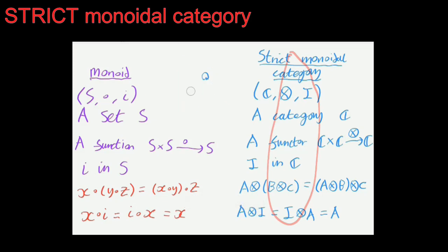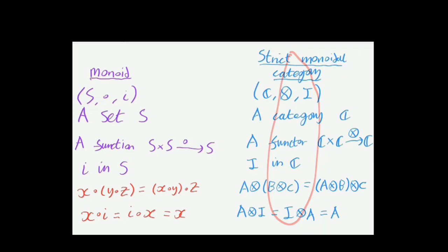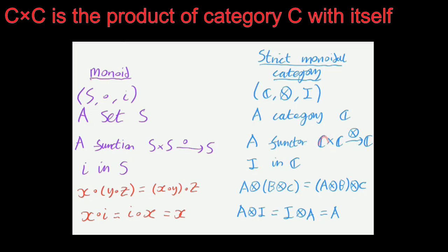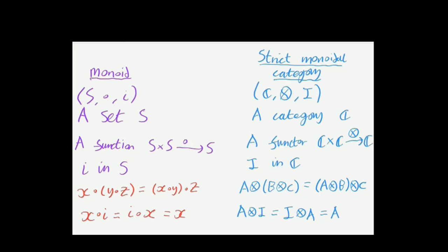So if you look at these descriptions side by side, you should hopefully see that there's a lot of similarity. Rather than having a set, we have a category. And rather than just having this binary operation, this function that takes in two inputs and gives a single output, we now have a functor that takes in two inputs and returns an output. I'll talk about that more momentarily, but we call this functor either the monoidal product functor or sometimes the tensor product functor. But the idea is that it can take in a couple of objects and return an object, but it could also take in a couple of arrows and return an arrow.